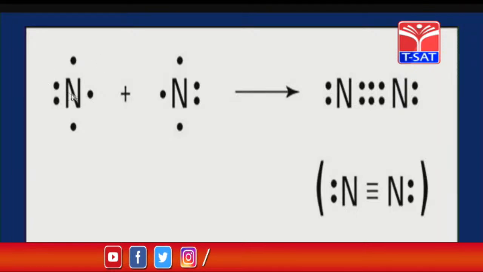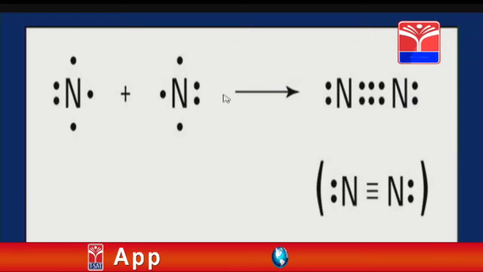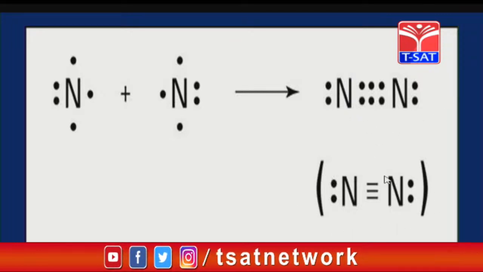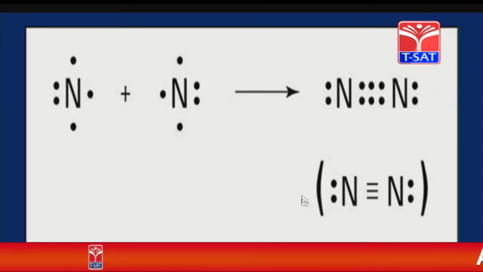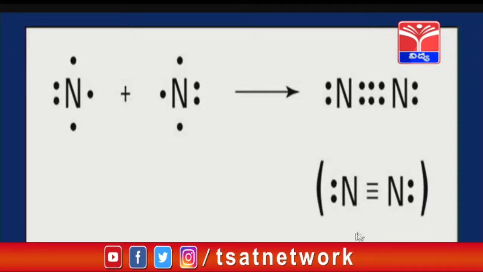So, let us see the Lewis dot structure, children. A nitrogen atom with 5 valence electrons combines with another nitrogen atom with 5 valence electrons. Each nitrogen atom contributes 3 electrons, thus sharing 3 pairs of electrons and forming a triple bond. That means, here there are 3 pairs of bonding electrons and each nitrogen atom has 1 pair of non-bonding electrons, which is called a lone pair. So, you can see lone pairs are also represented in this diagram.